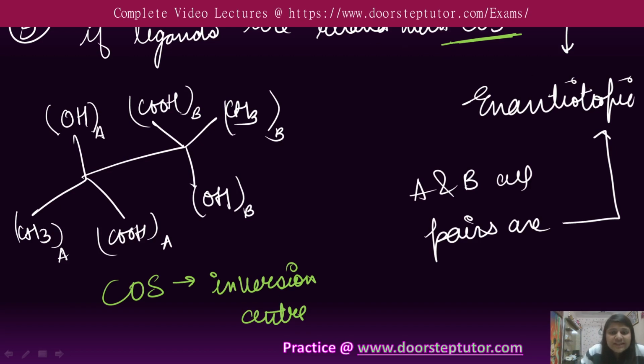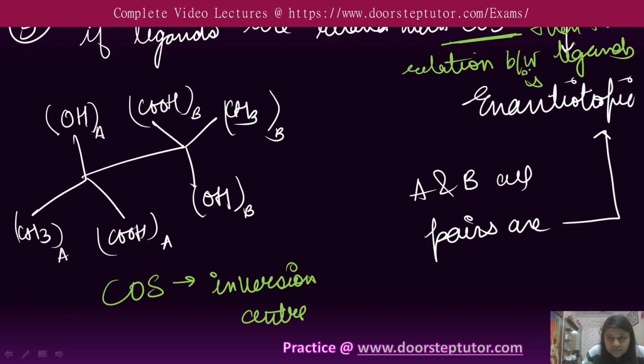So when the ligands are related by a center of symmetry, then the relation between the ligands is enantiotopic. How am I saying this? Just consider this example in which I have marked the inversion center here, COH on this side, COH on the other side. For an inversion center, we have to go in the opposite direction, 180 degrees. The environment on both sides should be the same, only then is the inversion center going to exist.